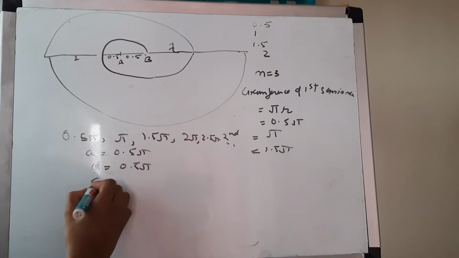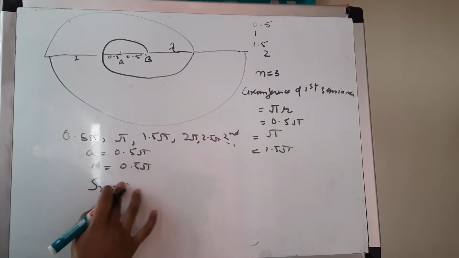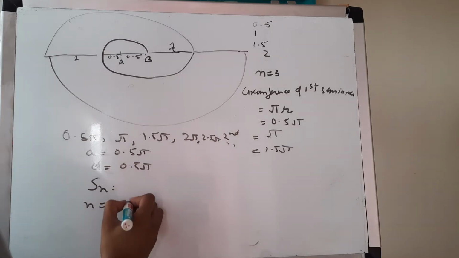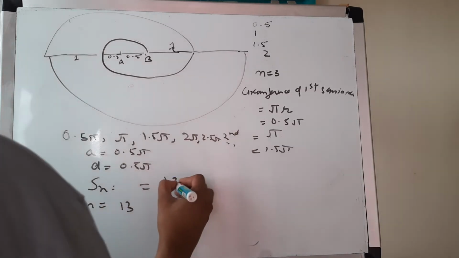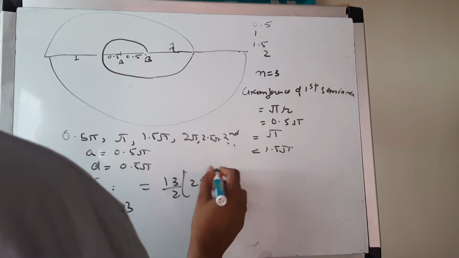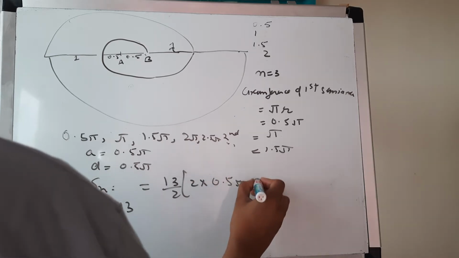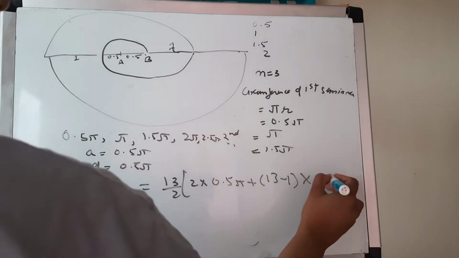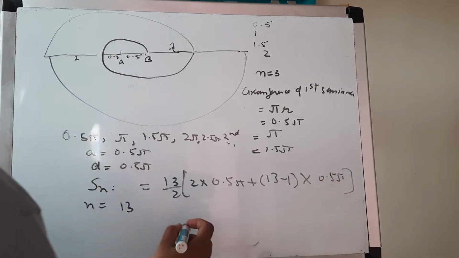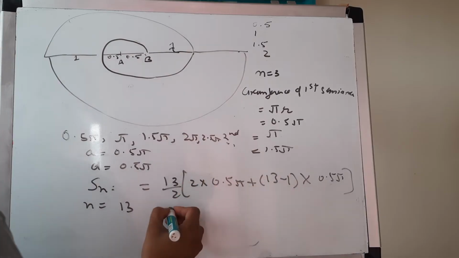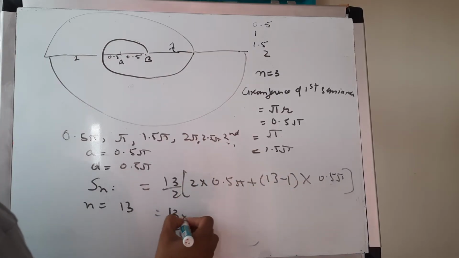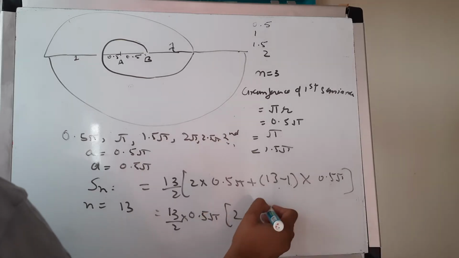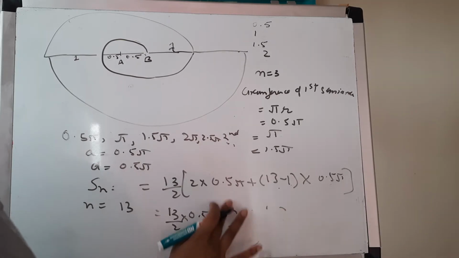So we have to find Sn, where n is equal to 13, 13 consecutive spirals. So what is this? 13 by 2, 2 into A, which is 0.5 pi, plus 13 minus 1 into D, which is again 0.5 pi. So what is this? We can also take 0.5 pi outside. 13 by 2 into 0.5 pi, 2 plus 12, 14.